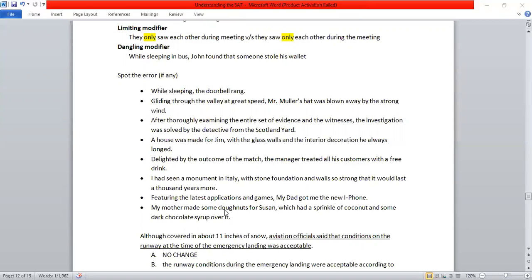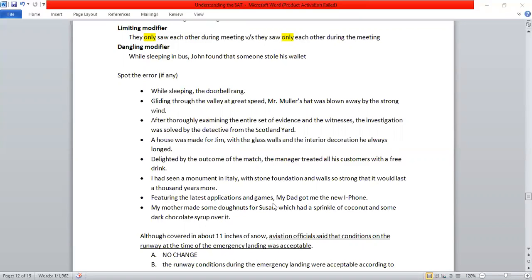My mother made some donuts for Susan, which, that means Susan, had a sprinkle of coconut. Susan had a sprinkle of coconut. But no, I was not supposed to say Susan had coconut. I was supposed to say that the donuts had coconut. So this for Susan needs to go out.